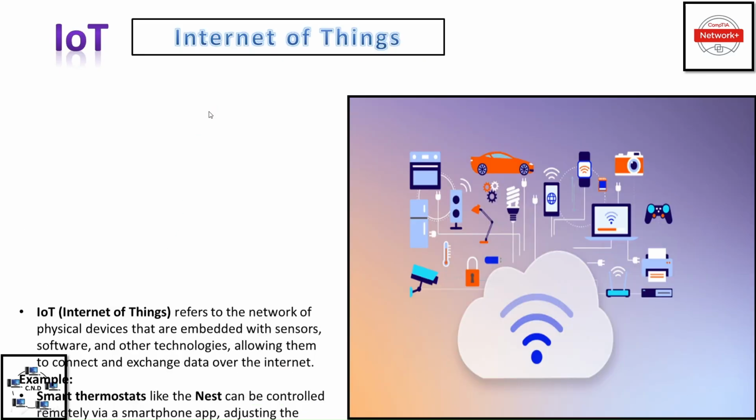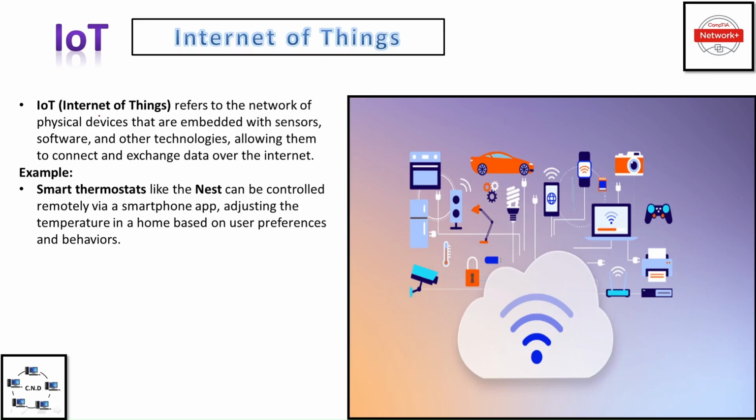IoT, that is Internet of Things. IoT refers to the network of physical devices that are embedded with sensors, software, and other technologies, allowing them to connect and exchange data over the internet. For example, smart thermostats like the Nest can be controlled remotely via a smartphone app, adjusting the temperature in a home based on user preferences and behavior.